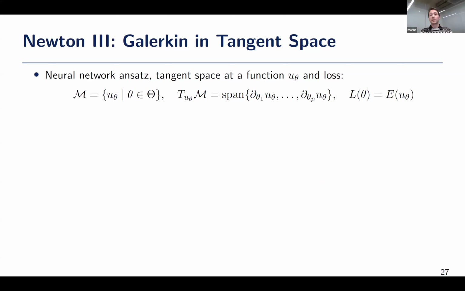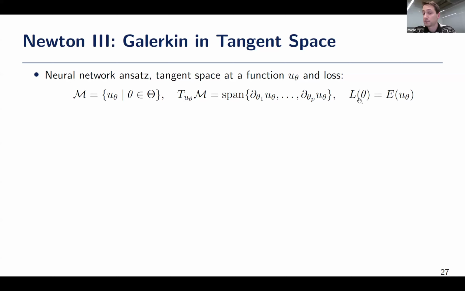And then the third step is we do a Galerkin discretization in the tangent space. So now we introduce our ansatz, the neural network class, M. Now we also introduce the tangent space, and the tangent space consists of the partial derivatives of the neural networks with respect to the trainable weights. And there's no reason that these guys need to be linearly independent. So it's not a tangent space in the strict differential geometric sense, but nevertheless, I call it a tangent space.